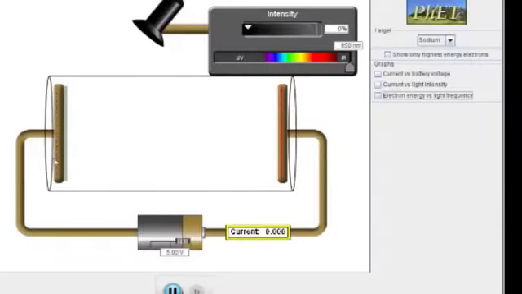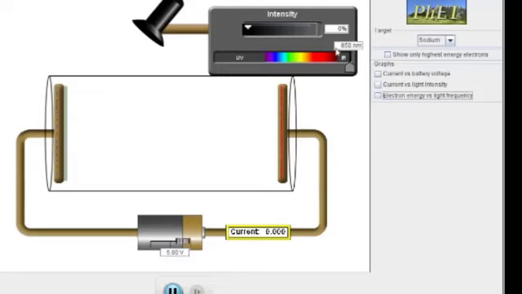The setup consists of a vacuum tube. On the left-hand side we have the emitter metal, sodium in this case. On the right-hand side we have the collector anode and a source of potential difference. So let's begin the experiment.